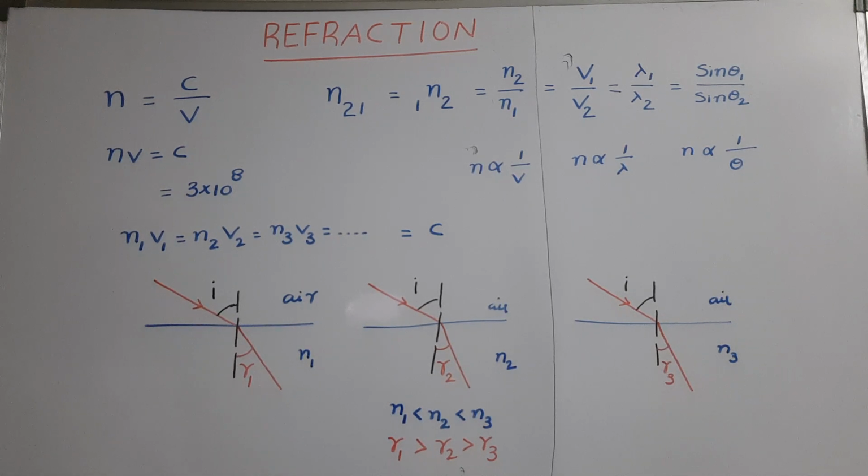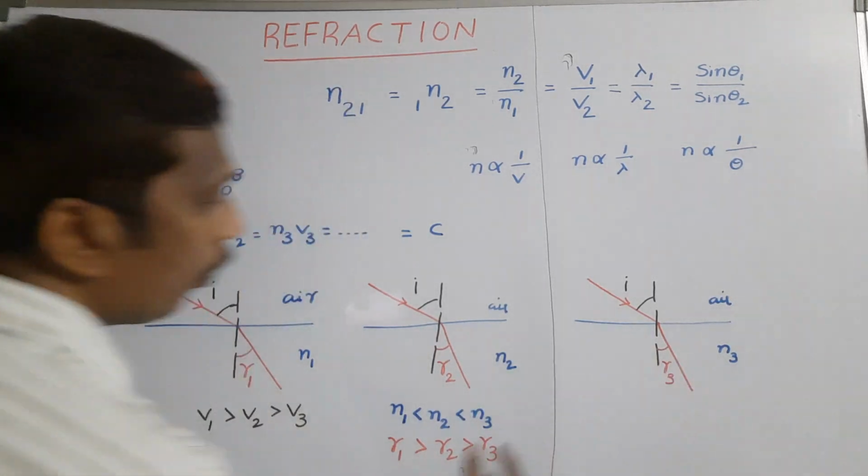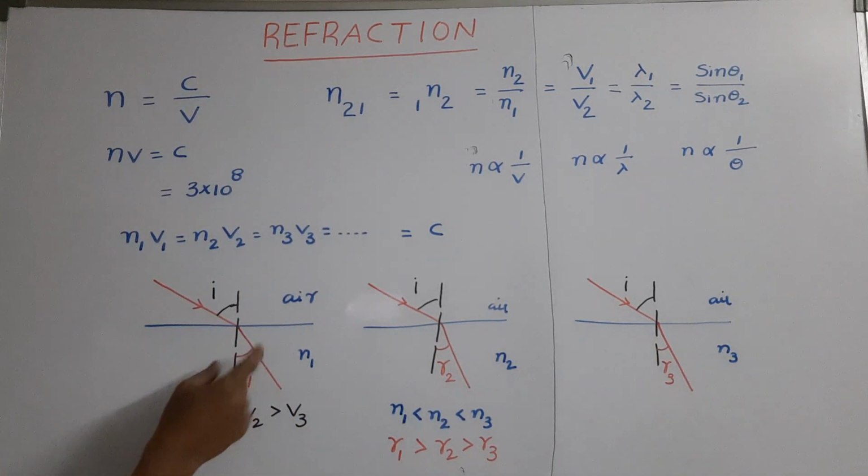In the same way, what about velocities? In which medium is the velocity of light more? Here the bending is less, so V1 is greater than V2, and V2 is greater than V3. In this way, the refractive index value helps us to find the deviation. Here deviation is more, and here deviation is less, because the refractive index value is less, that's why deviation is less.